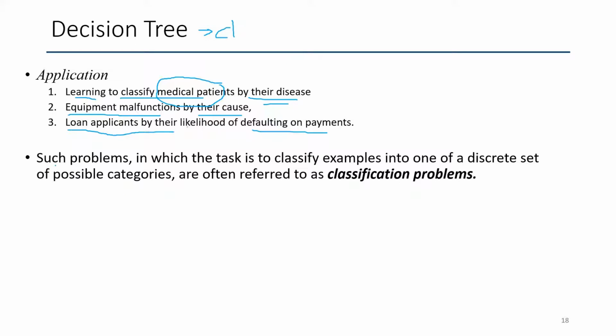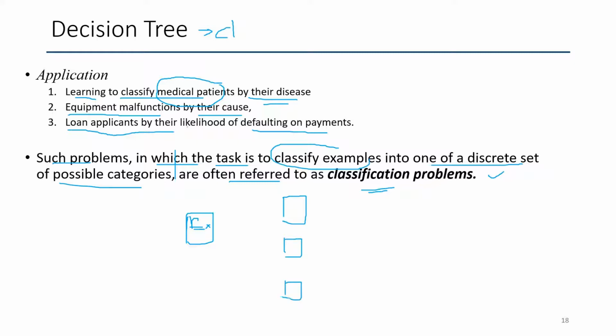The next thing is that such problems, in which the task is to classify examples into one of a discrete set of possible categories, are often referred to as classification problems. So here we have a definition of classification problem. What we do in classification is take a given example, and there will be a finite set of categories. Consider we have 3 categories. We classify the given example into one of the possible categories. That is the classification problem.